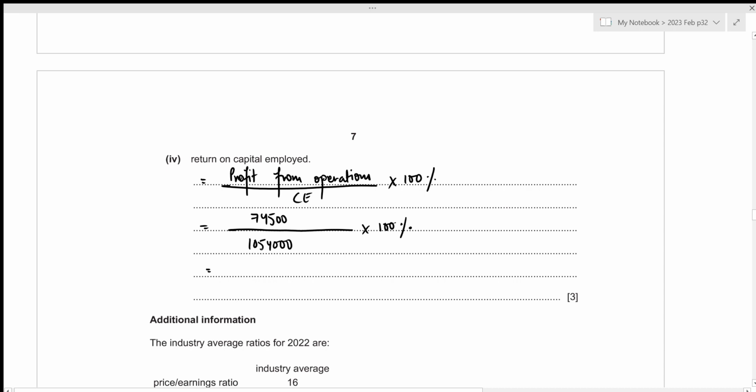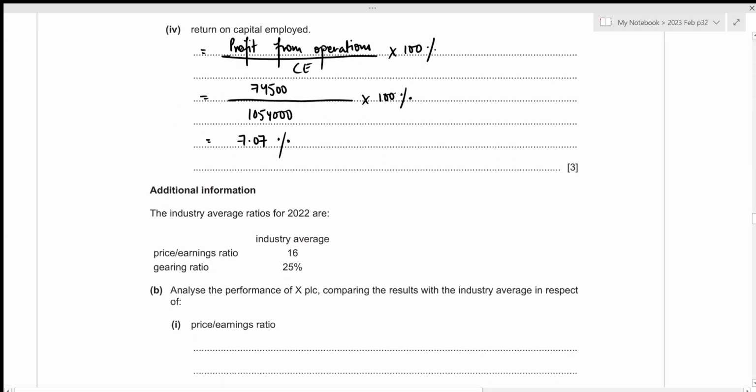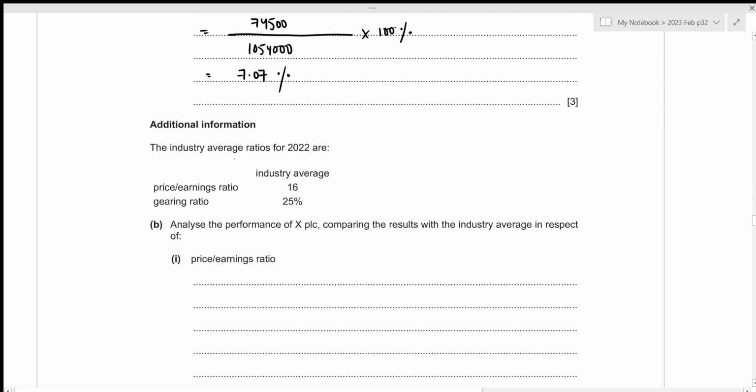Now our return on capital employed is going to be 74,500 divided by 1,054,000 times 100%, which results in 7.07%. This concludes the first part of this question. Let's move towards the second one. We are given additional information. The industry average ratios for 2022 are, for the price earnings ratio 16 and the gearing ratio 25.